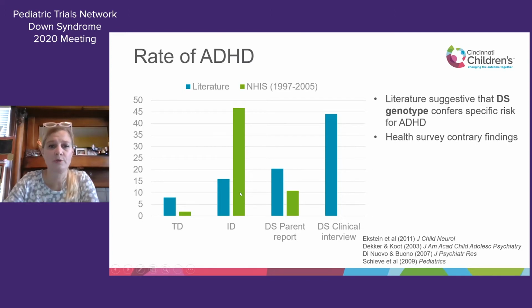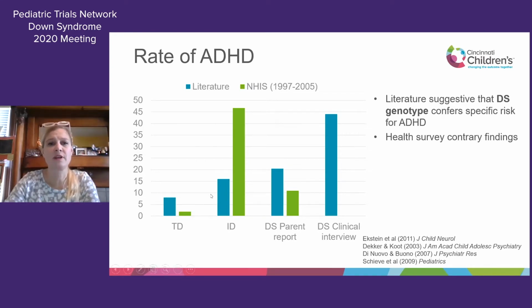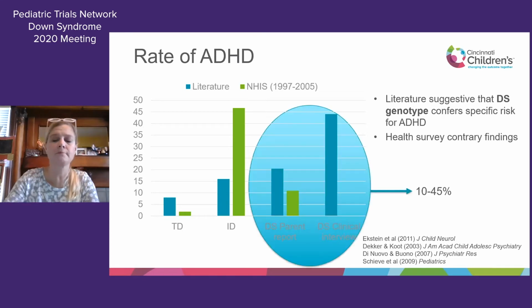So again, this blue bar here would suggest that the Down syndrome diagnosis confers a specific risk for ADHD. But if you're looking at those green bars, this is from the National Health Interview Survey. It might suggest a contrary pattern of findings. Individuals with Down syndrome and intellectual disability still have a much higher rate of ADHD than kids who are typically developing. But here, the individuals with Down syndrome have a lower rate than their peers with intellectual disability.